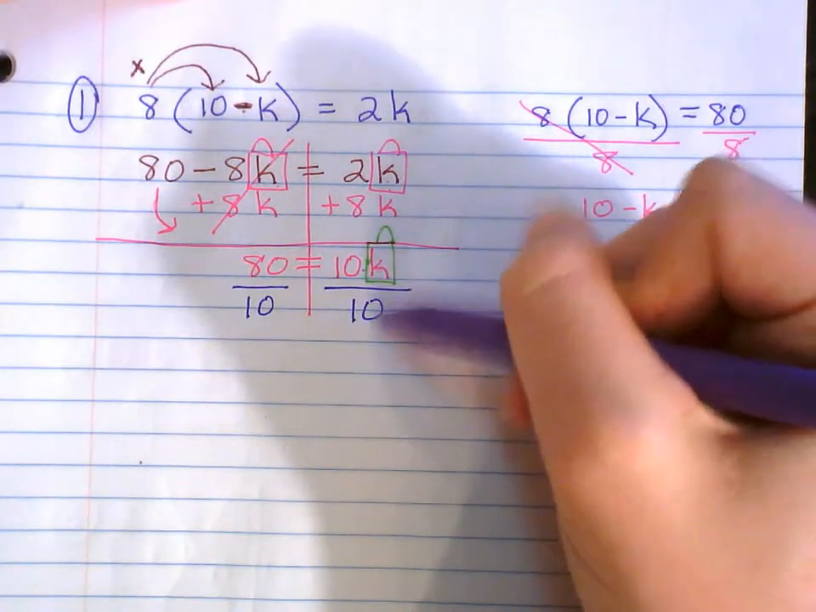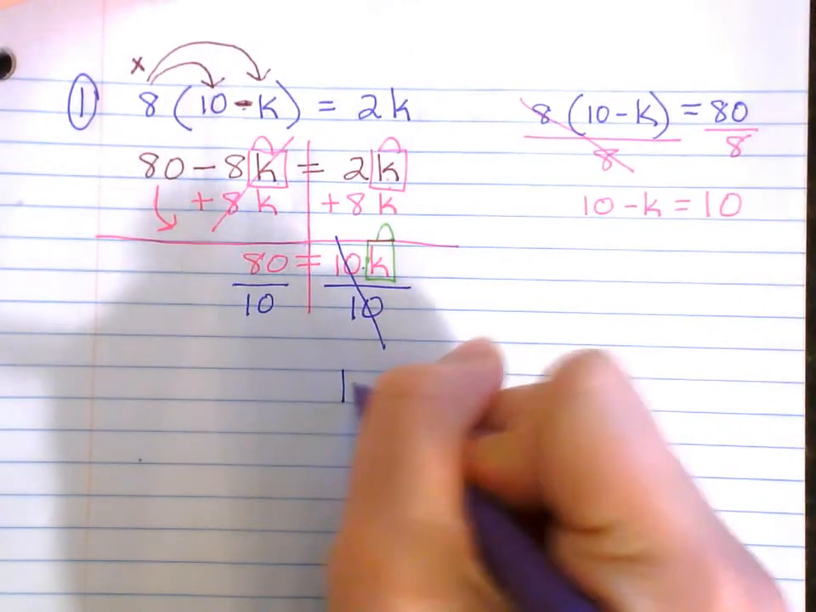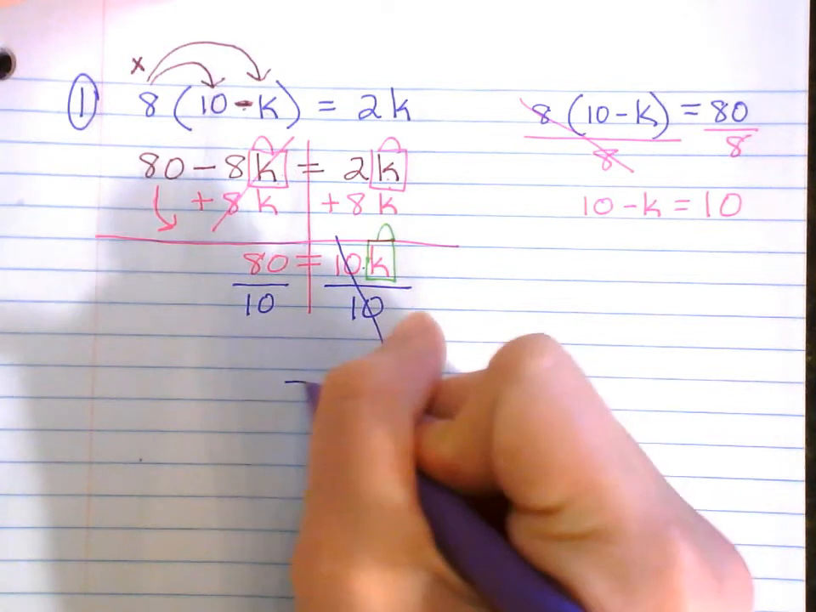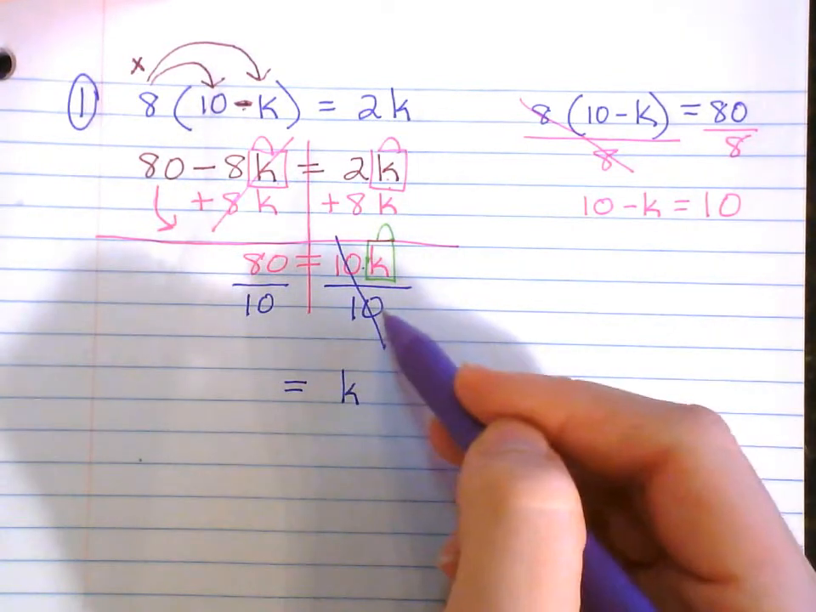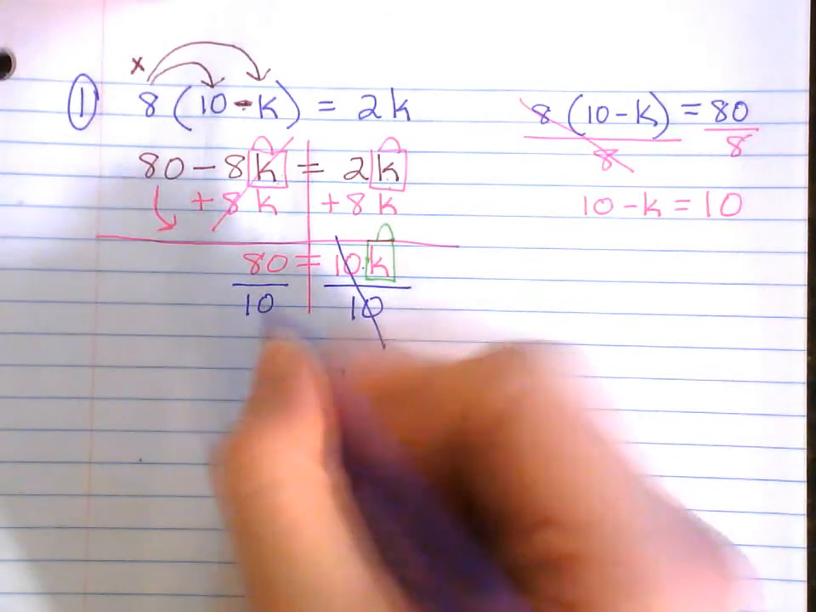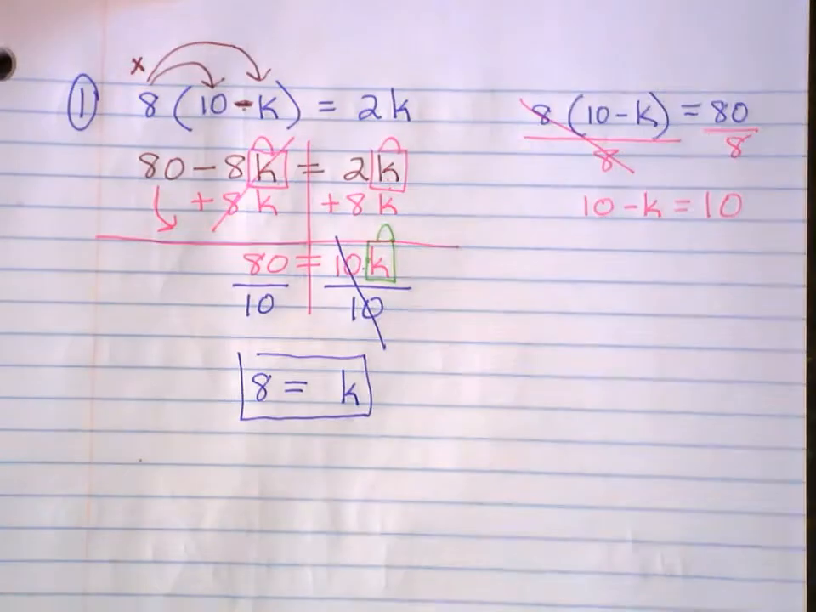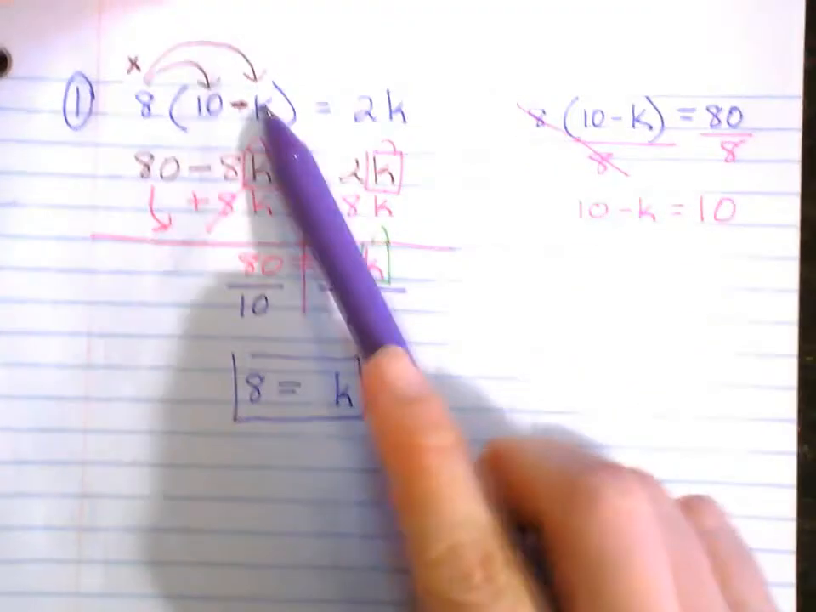So 10k divided by 10. 10 divided by 10 is just 1. It leaves us with 1k. We're lazy, we just write k, we don't write the 1. What we do to one side, we do to the other. 80 divided by 10 just leaves us with 8. So k equals 8. You always can plug it in and check.